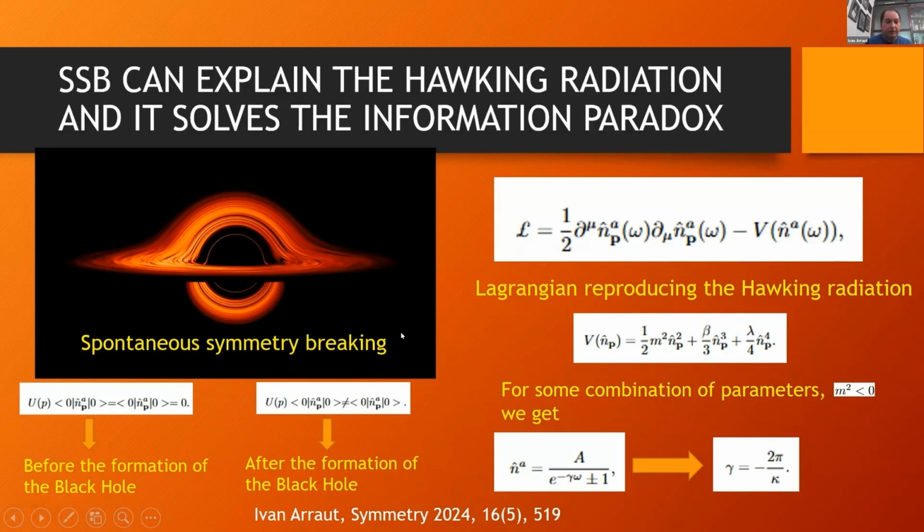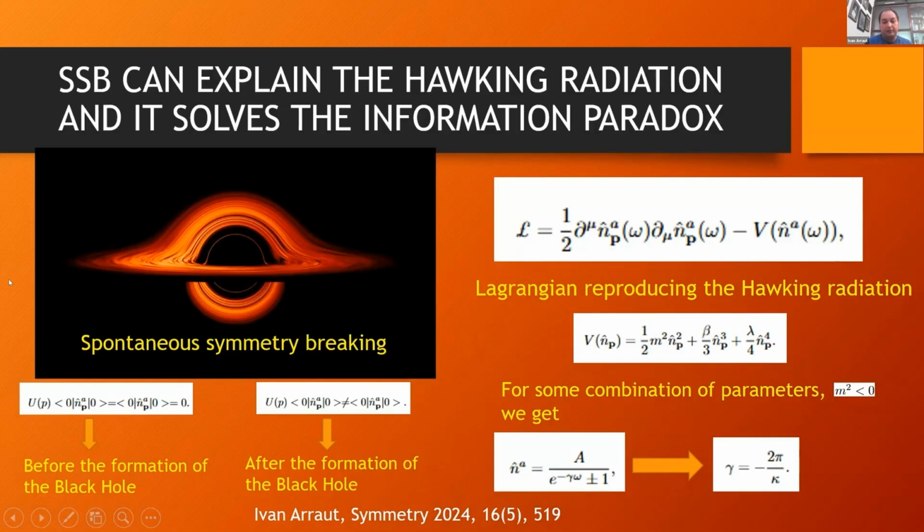But I could demonstrate that if you take the particle number operator as an order parameter, and this is possible because before the formation of the black hole, there is no particles, no? There is no particle creation, so it's zero. After the formation of the black hole, there is a non-zero particle number operator, so we can take the particle number operator as an order parameter. If we do that, this can be seen as a mechanism of spontaneous symmetry breaking.